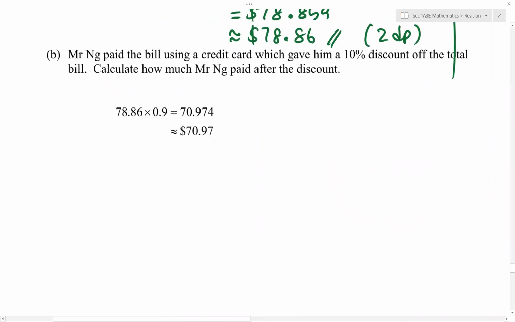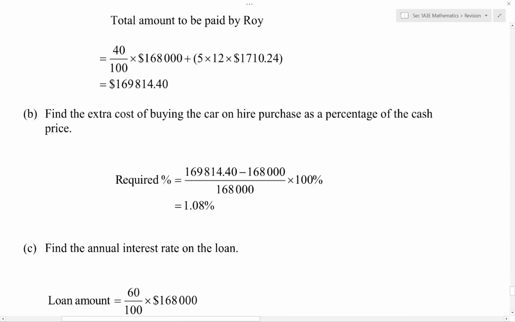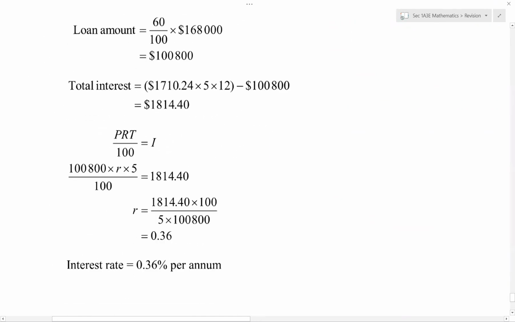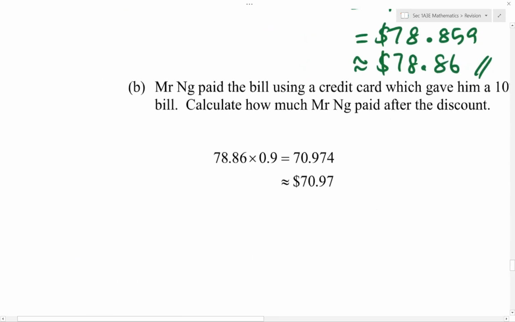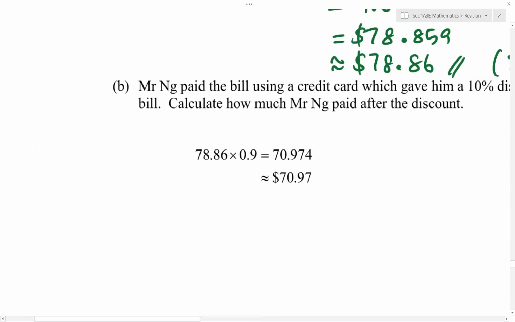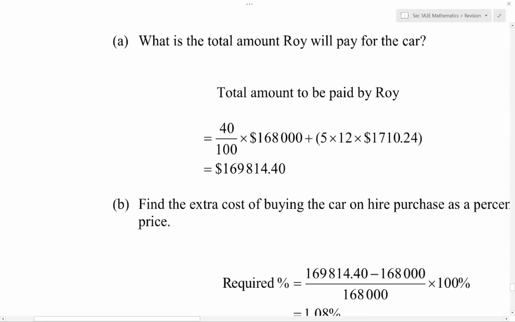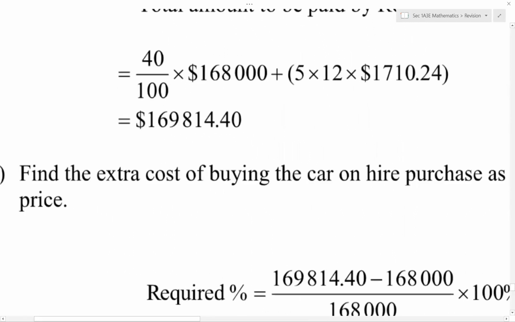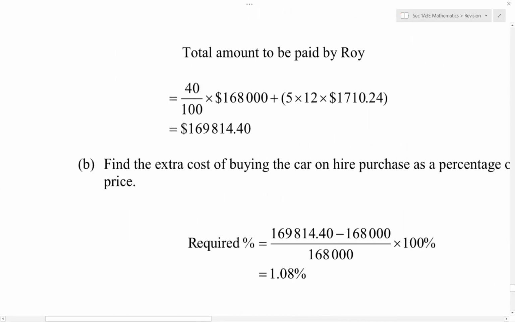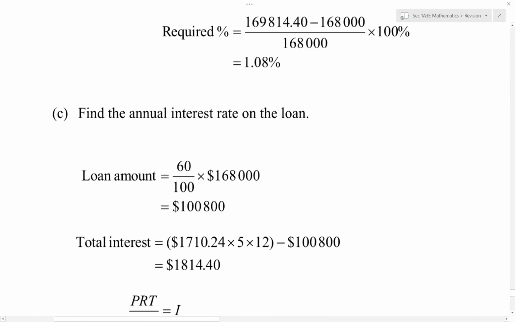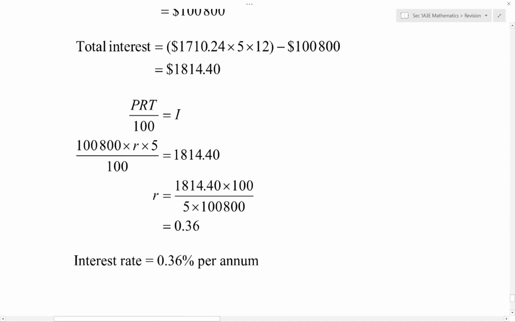Okay, now the remaining questions, the answers will be posted online. If you need help, ask me. Okay, I'll just show you the answer. But part B first, 70.97. Last question, total amount paid as shown 169,814.4. Find the extra cost of buying as a percentage, 1.08. Annual interest rate, 0.36.